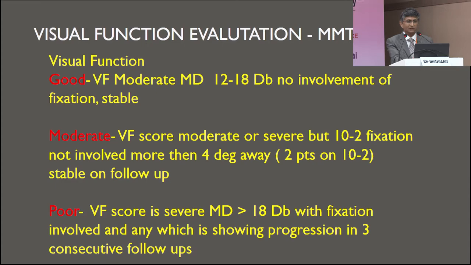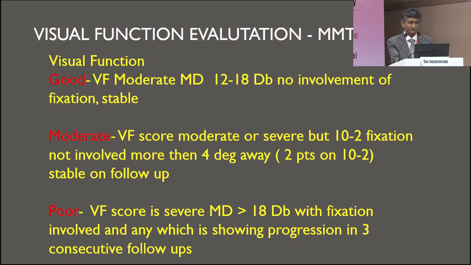Moderate visual function is where the visual field score is moderate or severe, but the 10-2 central fields do not involve the absolute fixation. The points which are defective are at least 4 degrees away, that is 2 points on the 10-2, and stable on progression. These I would classify as moderate visual field function.